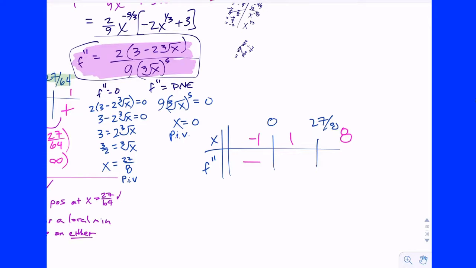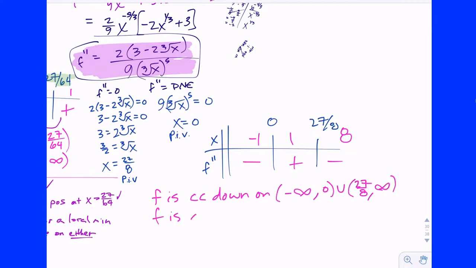Plugging in a 1, I get a 3 minus 2, which is positive, over positive, which is positive. Plugging in an 8, I get the cube root of 8, which is 2, times 2 is 4. So I get 3 minus 4, which is negative, over positive, which is negative. And there you go. So here we go. f is concave down on the interval from -infinity to 0, union 27/8 to infinity. f is concave up on the interval from 0 to 27/8.